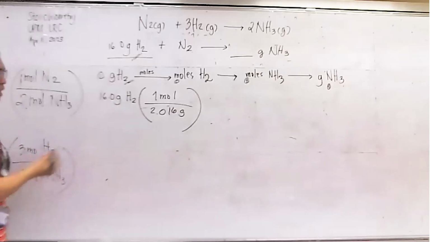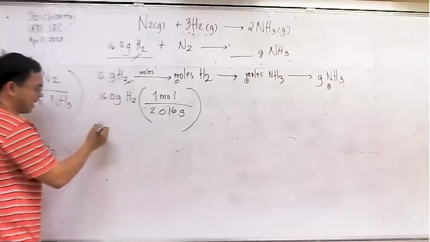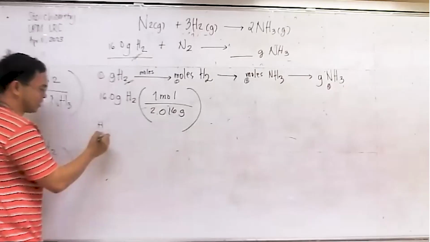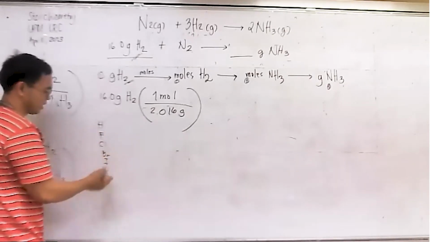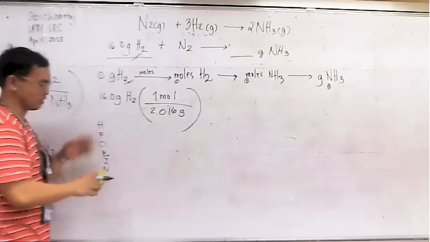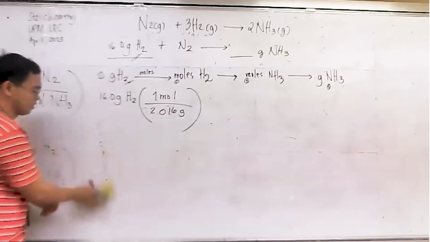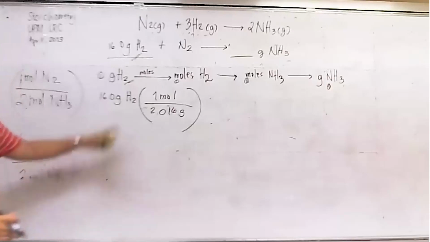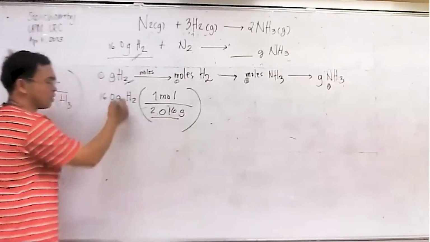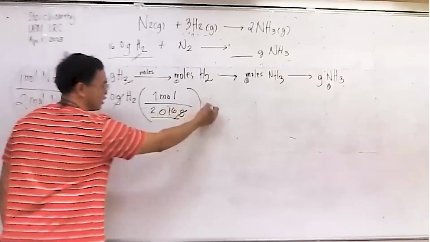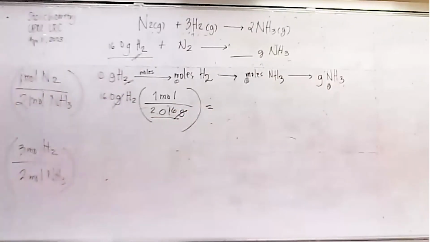So what are the other diatomic molecules? Actually, your halogens, right? They are diatomic, and your nitrogen gas. Those are a few. Okay, so going back, why is it in the denominator? Because we want to cancel out the grams. So, get your calculator.